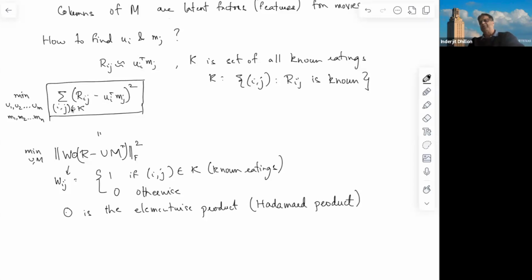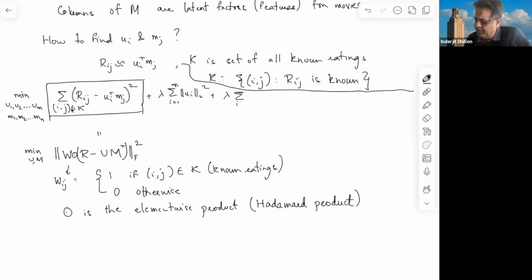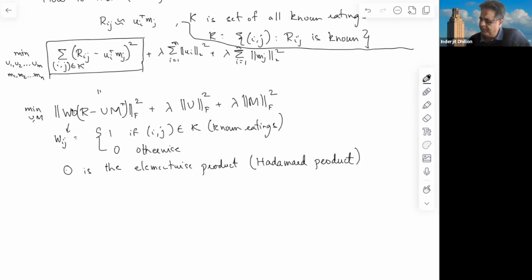And then, we've talked a little bit about regularization, right? So typically, we do want to see regularization, and you'll see as you do the homework that regularization is very important also, right? So the regularization we'll do is ridge regularization, and that is plus lambda summation of ui squared, i is 1 through m, plus lambda summation of mj squared, j equals 1 through n. Okay, and I can write that as lambda U Frobenius norm squared plus lambda M Frobenius norm squared. Okay, so this is adding.